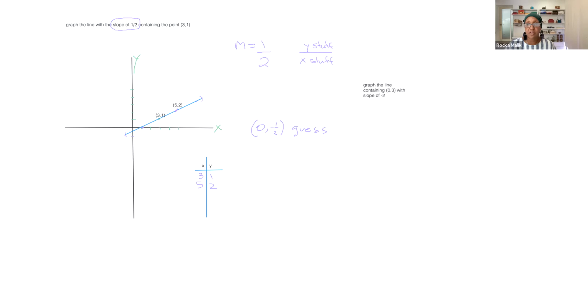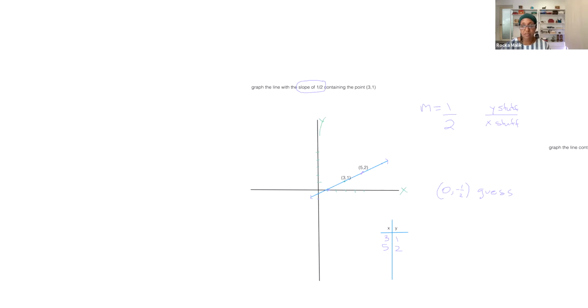Okay, so let's see if you can graph the line containing 0, 3, that point, and with a slope of -2. I'll put you in little groups. Let me write it down in case it disappears.